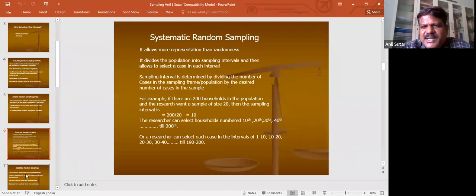It is a kind of combination, which assures your representativeness and also randomness. Because as I told you, simple random sampling method is quite weak to ensure representativeness of the population if the population is heterogeneous. That is why we say its use can be limited only when the population is homogeneous. But in case of a heterogeneous population, where you want to assure even randomness and you are also concerned about the representativeness of the sample, then systematic random sampling is advisable, appropriate.